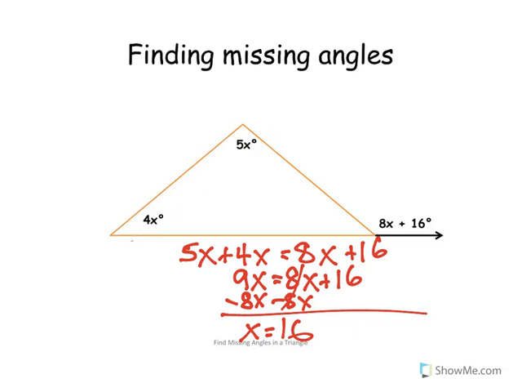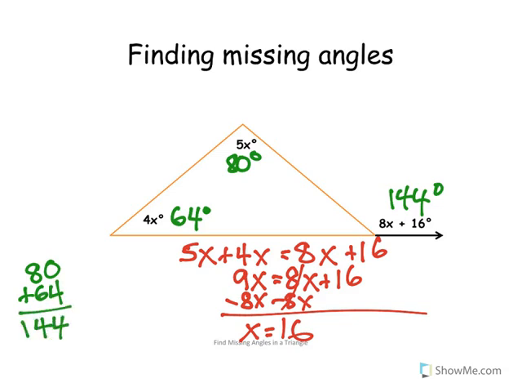So now I have to do a lot of substitution and then even a little bit of checking. So if x is 16, 5 times 16 is 80. 4 times 16 is 64. 8 times 16 is 128, plus 16 is 144. And again, there's no guarantee any of this stuff is right unless it actually checks. Is 80 plus 64 equal to 144? It is indeed, and that means that we did this correct.